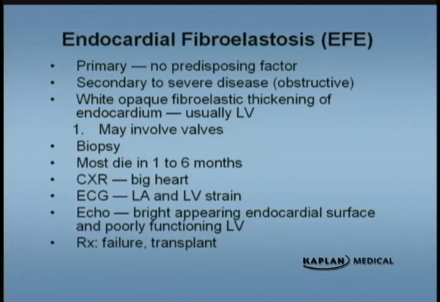Endocardial fibroelastosis. There's primary and secondary categories for this. The primary endocardial fibroelastosis, there's no predisposing factor. Secondary means that there is something that predisposed. Usually it's an obstructive lesion in the heart which causes this entity. Typically on pathology specimens, you will see this really thick, white, fibrous endocardium. It's very thick, so it restricts the contractility of the heart, and it can lead to heart failure.